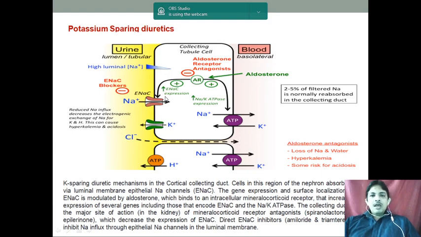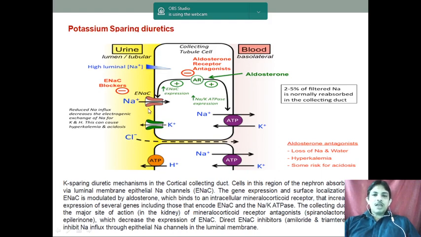Clear? Now what will happen? When aldosterone is synthesized, it will act on the aldosterone receptor. AR means aldosterone receptor. Now what after binding to the aldosterone receptor? They are increasing the expression of this sodium channel.